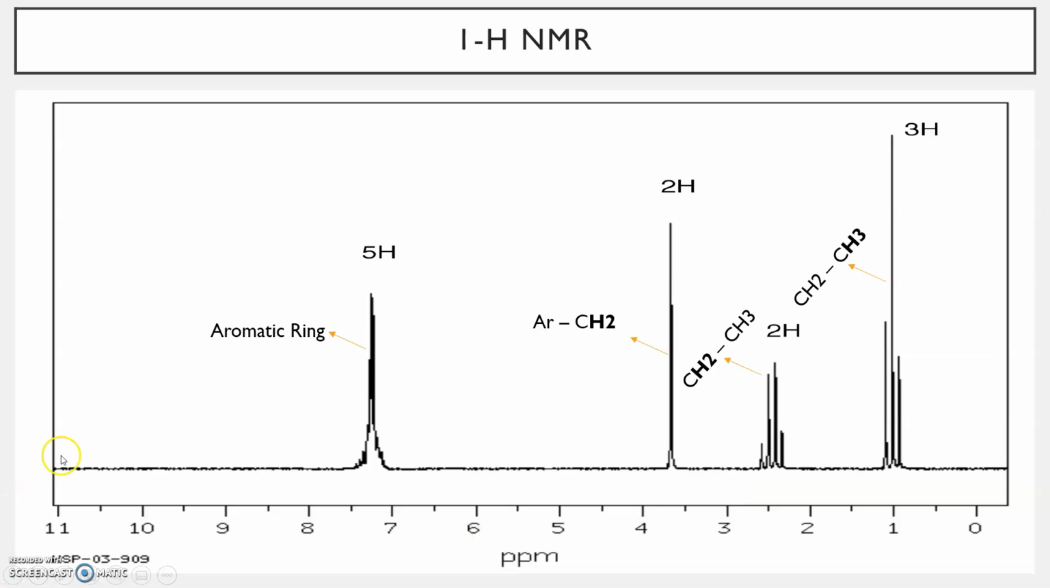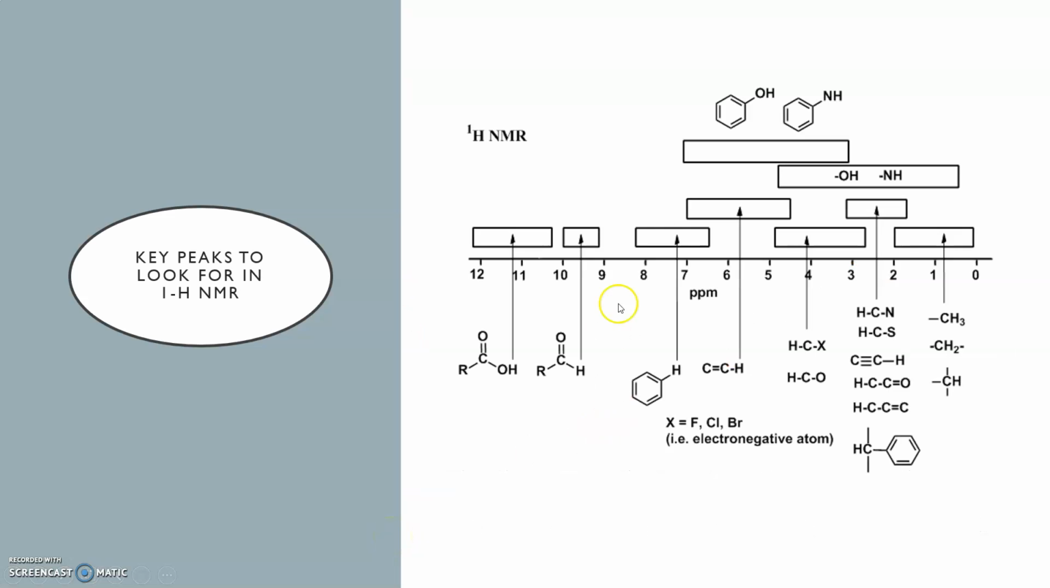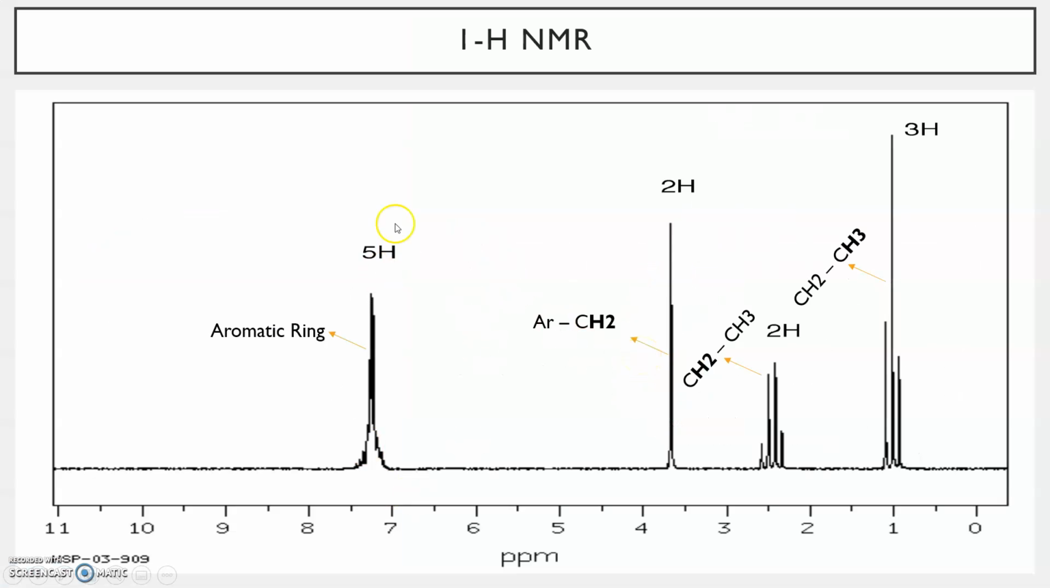So we see here, my first thing is that there is no peak up here showing an aldehyde. Therefore, I believe that we do have a ketone in the compound. Another thing I see is this 5H integration, meaning there's 5 hydrogens integrated in this peak, and also around the 7 ppm, which we see from here is going to be an aromatic ring. So that is a confirmation of an aromatic ring.